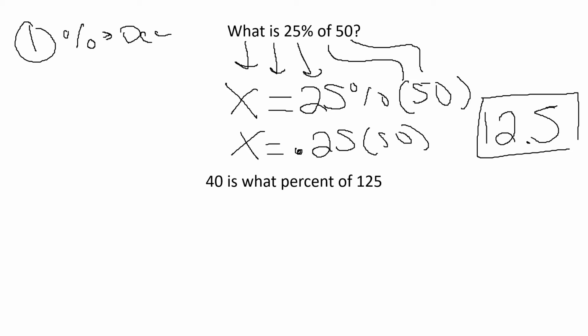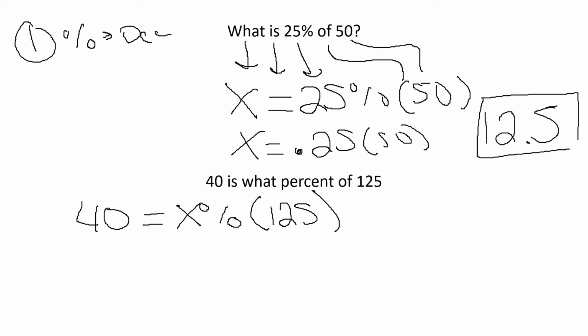On this second one, it says 40 is what percent of 125? So 40 is means equals what percent, x percent, of means times 125. And now I just have to solve for x. Here we multiplied, right? Because that's what the equation looked like, 25% of 50. Here I'm not going to multiply because I have to get my x by itself, so I'm going to actually move this 125 over. When I move a multiplication over, it becomes division.